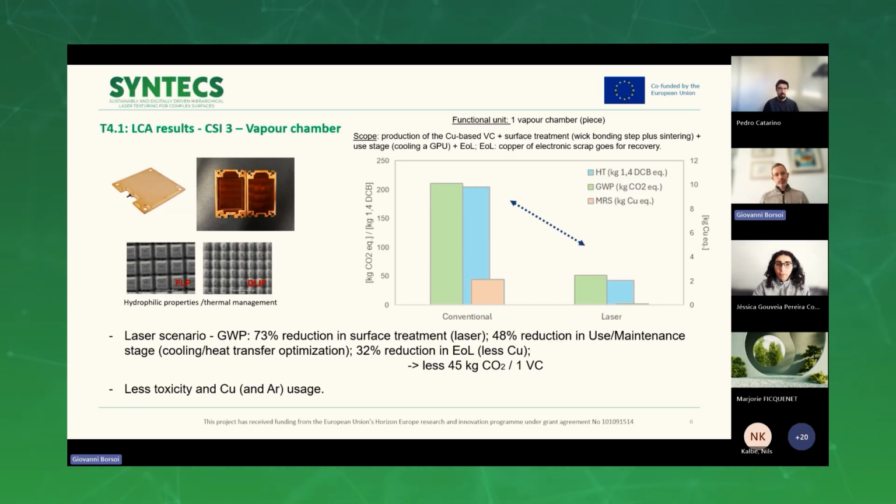so per vapor chamber. And this can lead, of course, not only to a reduction of the emission, not only to a reduction of the use of specific materials like copper, but also a reduction of human toxicity. So there are several benefits out of it.